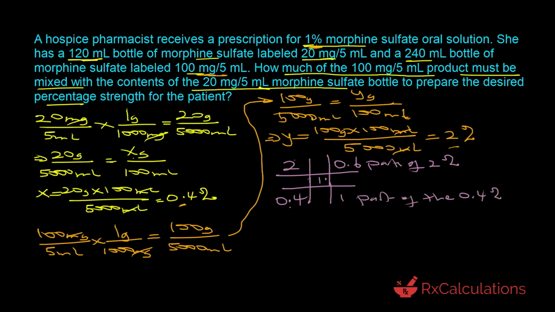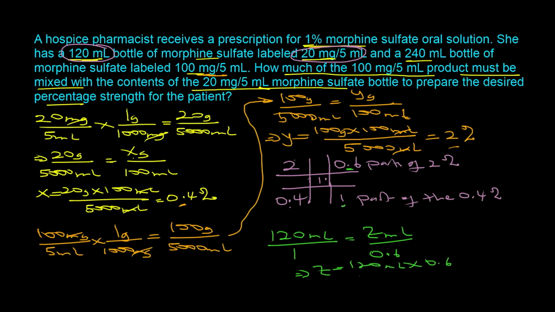So now that we have these parts, because we have 120 ml of the 0.4%, we can use the number of parts and that quantity. What that will mean is you have 120 milliliters represented by this 1 part. How many milliliters will be needed for 0.6 parts, which is this one right here? So we solve for the unknown, which is z. And z equals 120 ml times 0.6 divided by 1. And that's going to be equal to 72 milliliters.